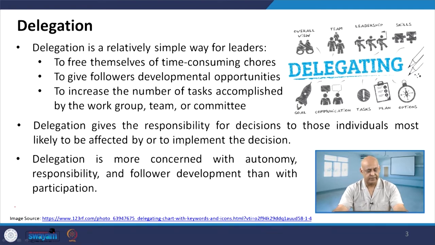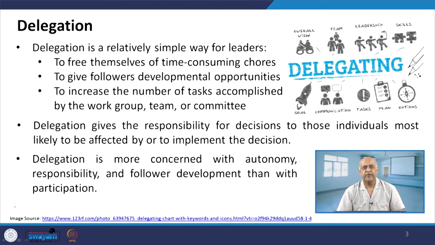To give followers developmental opportunities: as that particular job has been given to other colleagues or team members, they also get developmental opportunities, and that is a sort of on the job training, right? That is also beneficial for the team members, the followers, and the leader also gets the time benefits from this. Then, to increase the number of tasks accomplished by the work group, team or committee.